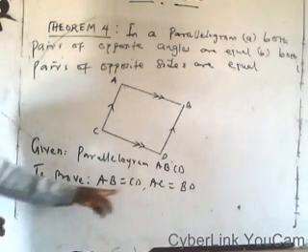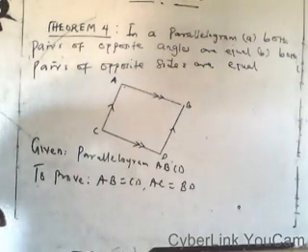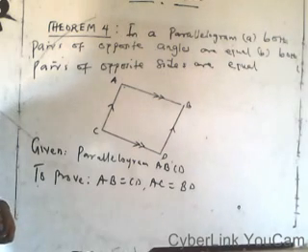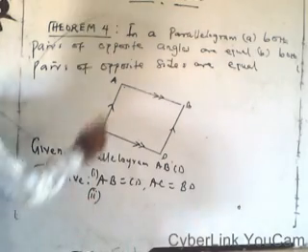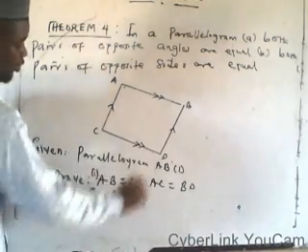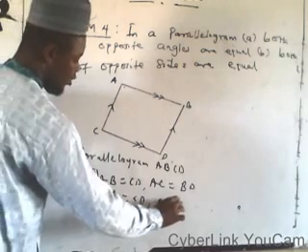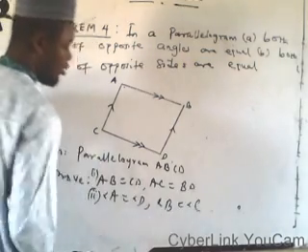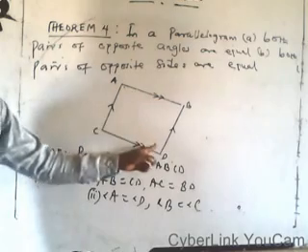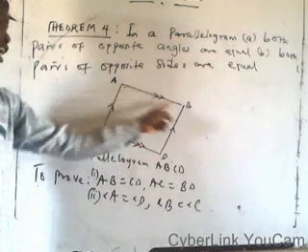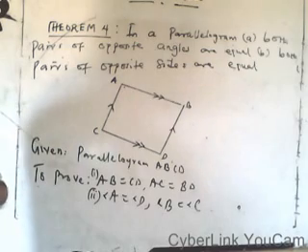We want to prove that AB equals CD, and that our AC is equal to BD. Not just that, for the angles, for the second one, we want to prove that angle A is equal to angle D, and that angle B is equal to angle C. That is to prove. To prove that this angle is equal to this, and this side is equal to this side, and this side is equal to this side. That is our to prove.